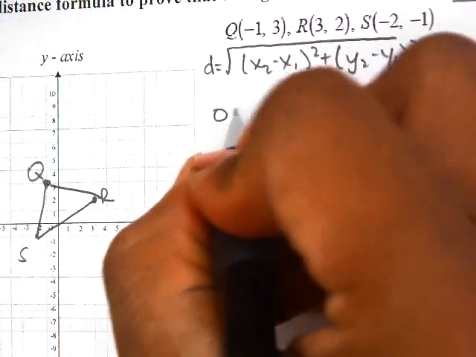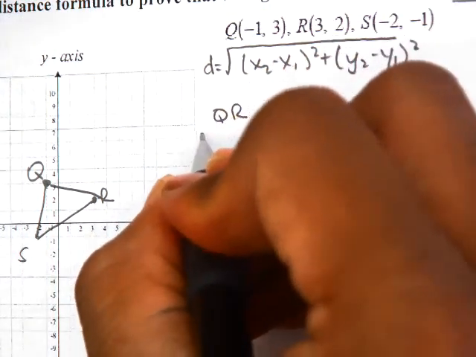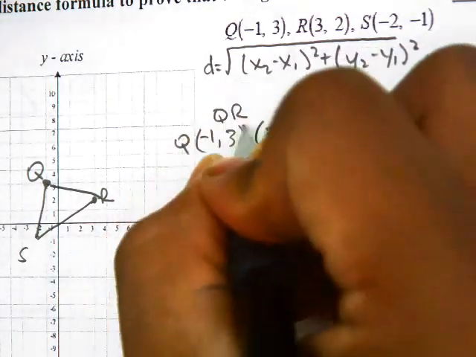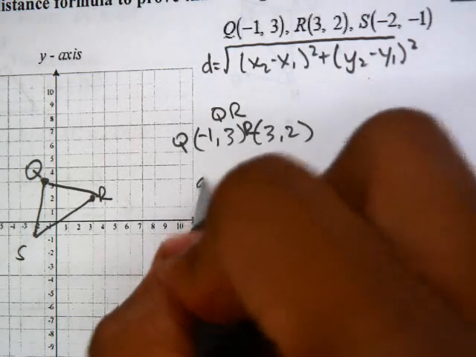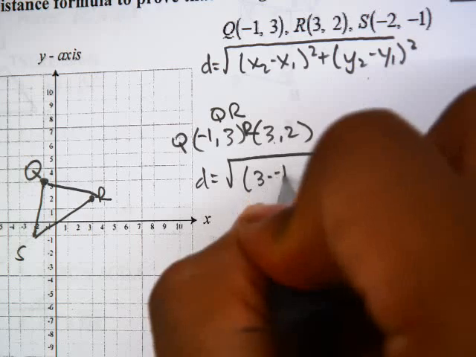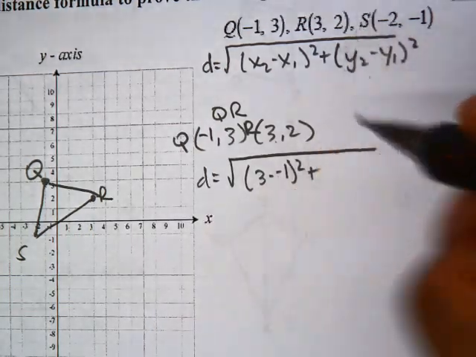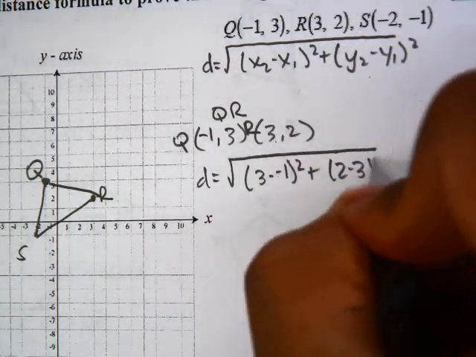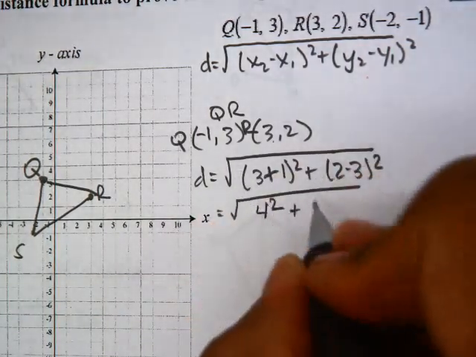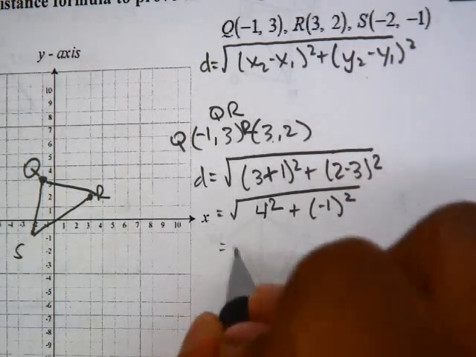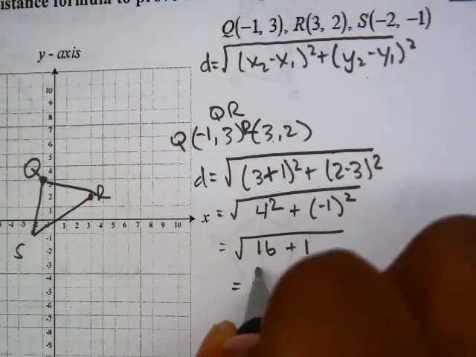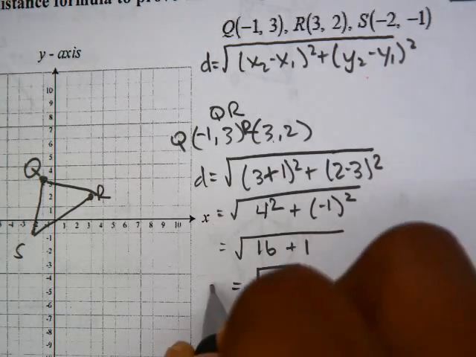So to find the distance between Q and R, Q is at -1, 3, R is at 3, 2. I just plug it into the distance formula. So 3 minus -1 squared plus 2 minus 3 squared. 3 minus -1 is 4 squared. 2 minus 3 is -1 squared. 4 squared is 16. -1 squared is 1. So QR has a length of the square root of 17.